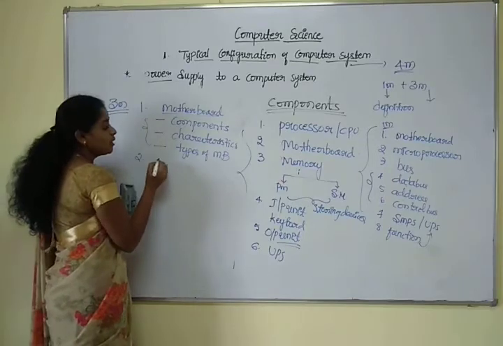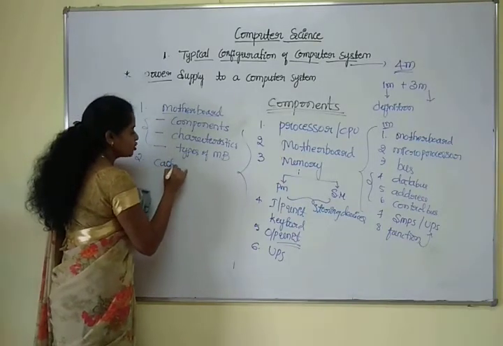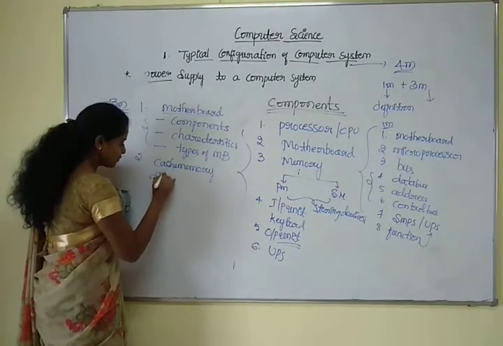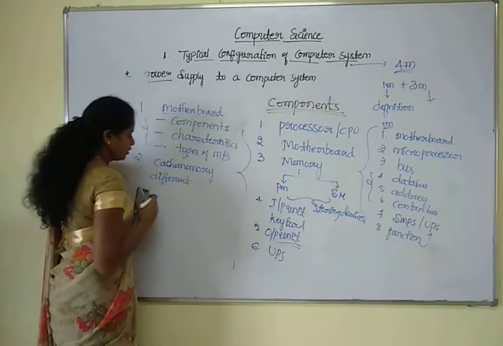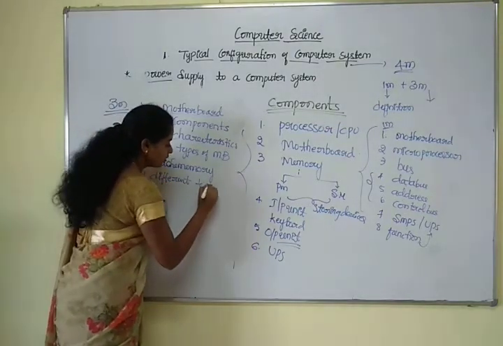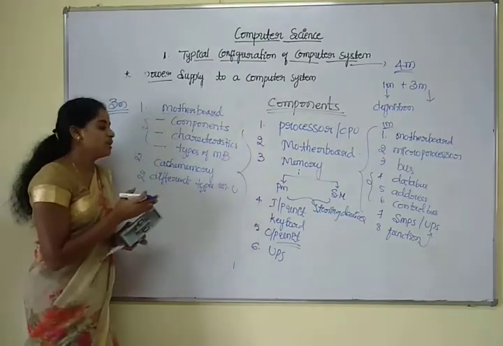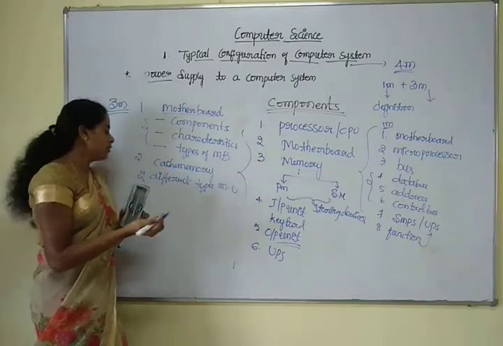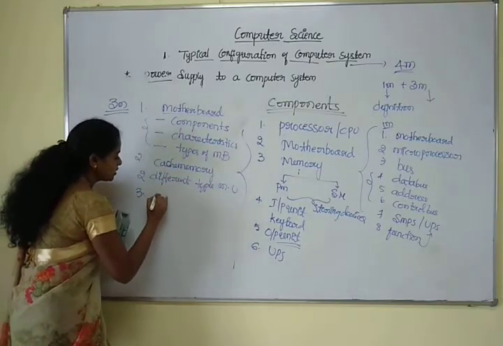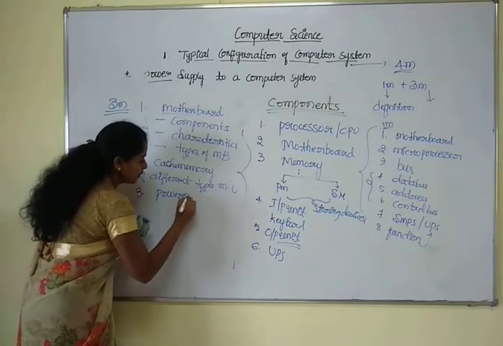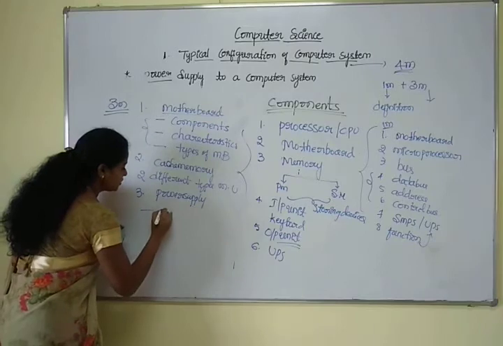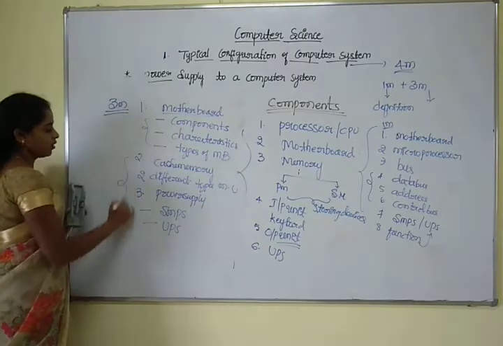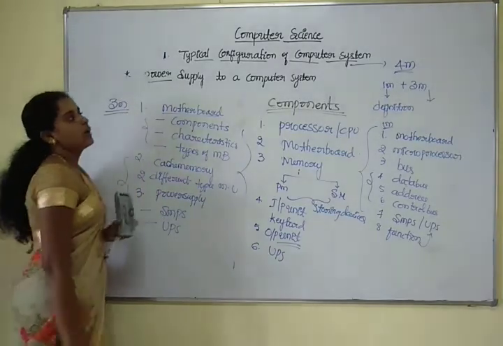The second one is in the memory unit: they ask about cache memory and the two different types of memory, that is primary memory and secondary memory. If they ask the different types of primary memory, that means RAM and ROM. Next, the third question is on power supply, that is one is SMPS, another one is UPS. These are all the possible 3 marks questions in your examination.